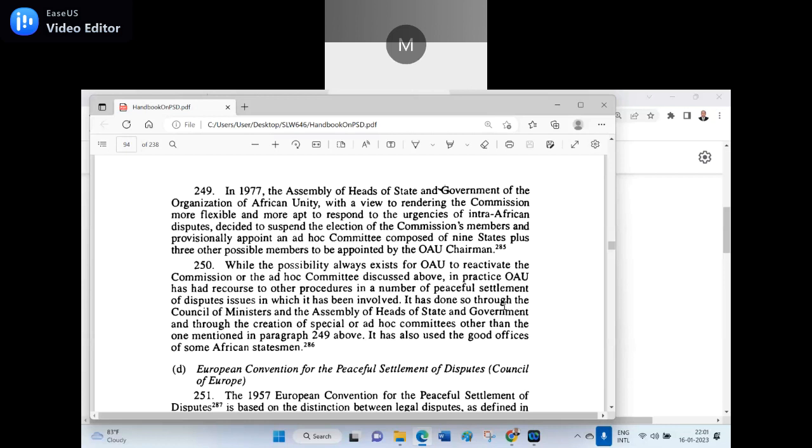While the possibility exists for the Organization of African Unity to reactivate the commission or the ad hoc committee discussed above, in practice the OAU has had recourse to other procedures in a number of peaceful settlements of dispute issues in which it has been involved. The Council of Ministers and the Assembly of the Heads of State and Government, through certain special or ad hoc committees other than the one mentioned above, have also used the good offices of some African statesmen. They will request the heads of the institution, heads of states or the Council of Ministers, and force them to reconsider the matter.